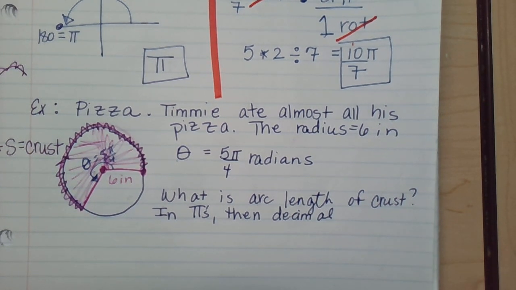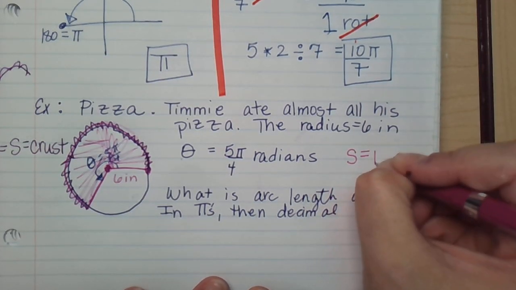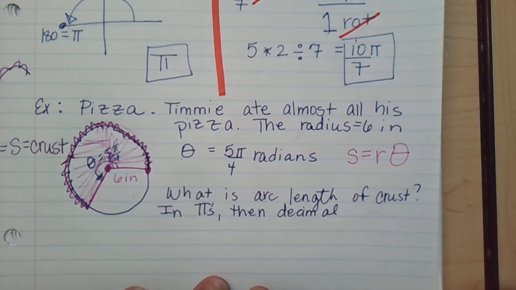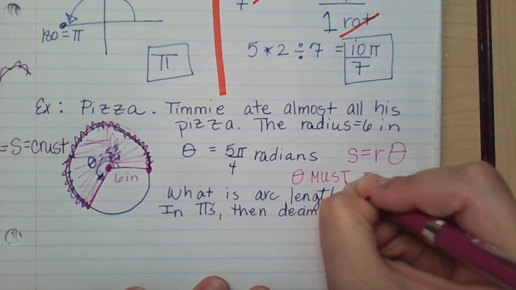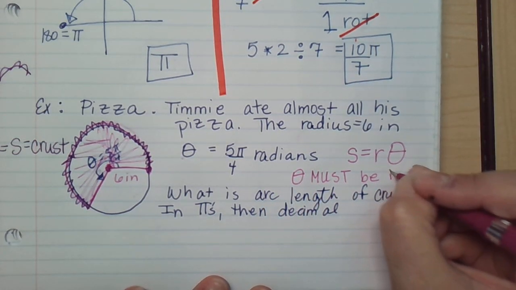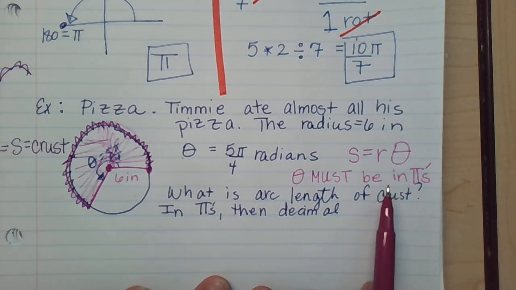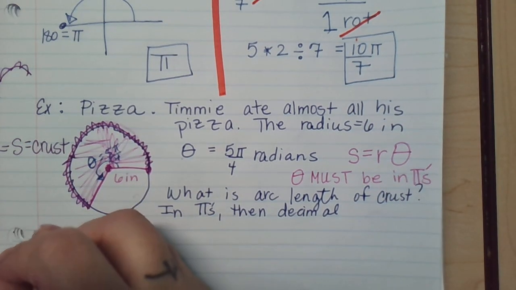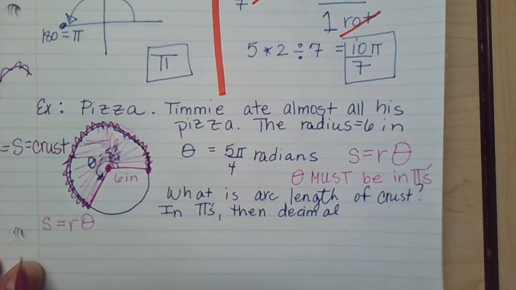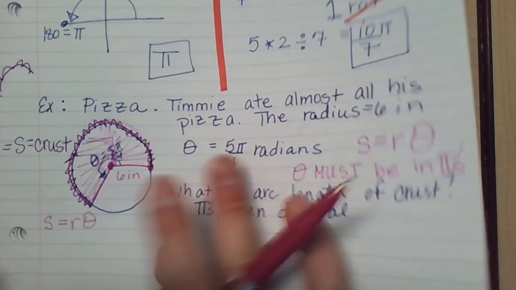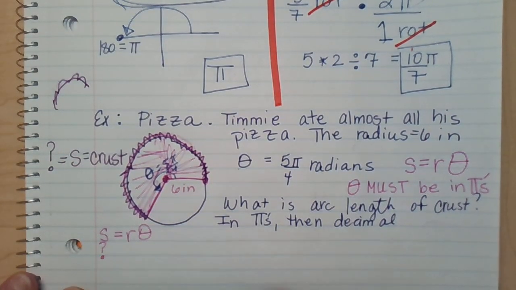Okay, well, there's a formula. The formula is S equals R theta. And theta must be in radians, or another way of saying radians is pi's. Okay, so let's use our formula. We've got S equals R theta. S is the thing we don't know. It's the crust. So question mark.